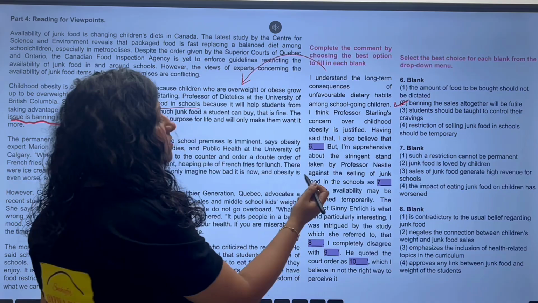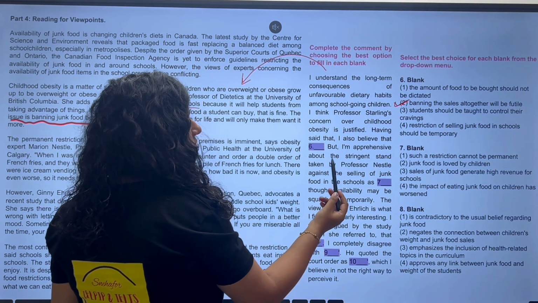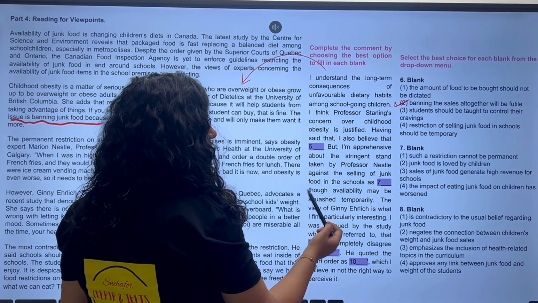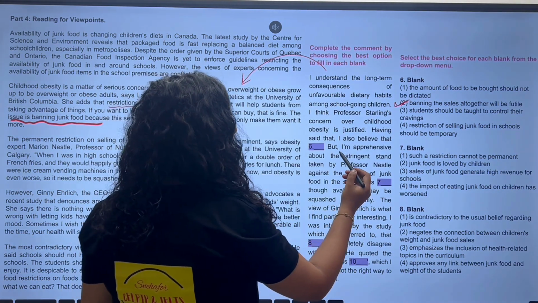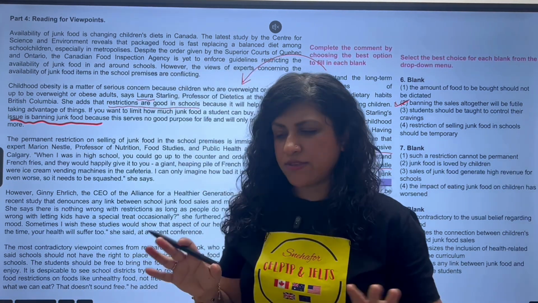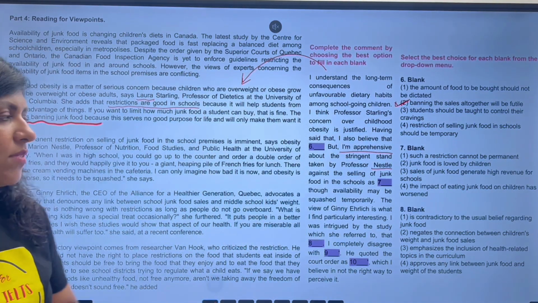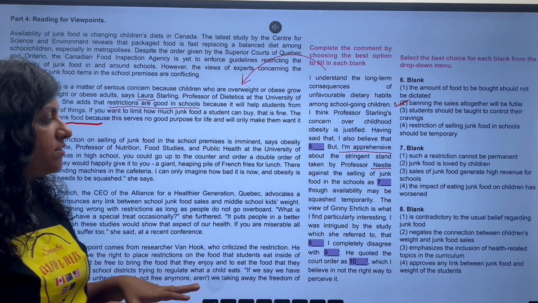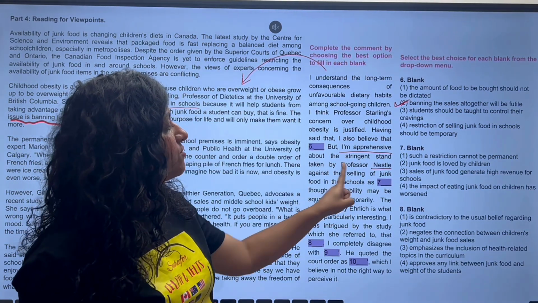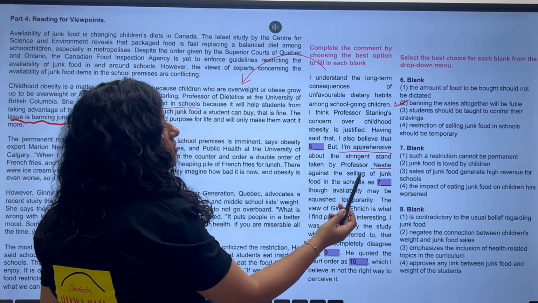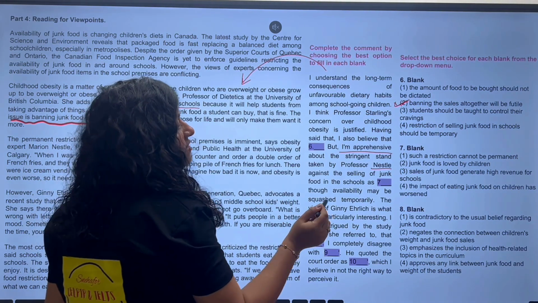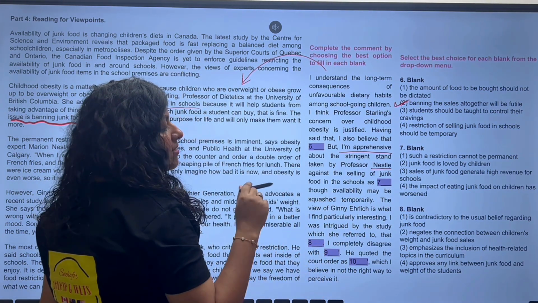Now let's proceed further. It says, but I am apprehensive about the stringent stand taken by Professor Nassel against the selling of junk food in the schools as dash, though availability may be squashed temporarily. So if he is apprehensive about Professor Nassel's viewpoint, that means he certainly does not really agree with Professor Nassel's viewpoint. So what will the reader say? That I am apprehensive about the stringent stand taken by Professor Nassel against the selling of junk food in schools as. So he is giving a reason why he thinks so, as dash, though availability may be squashed temporarily.